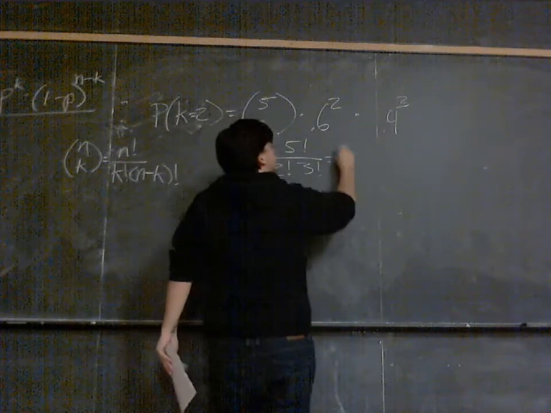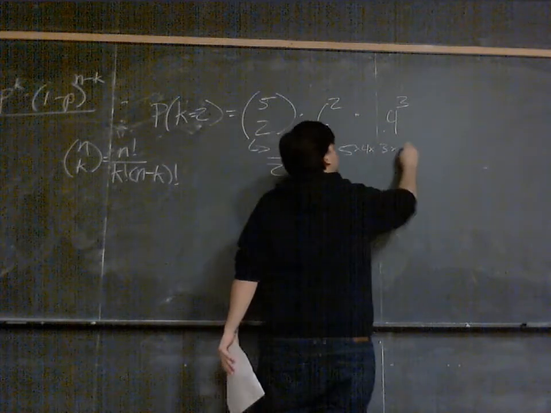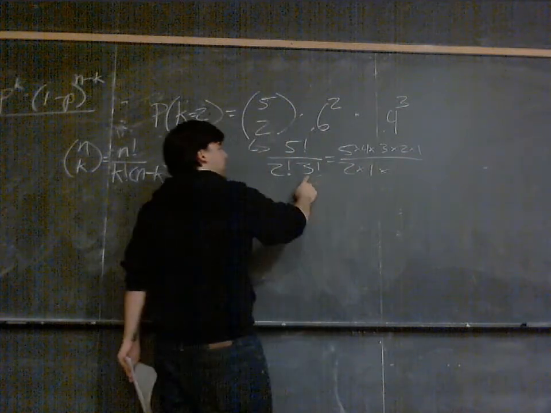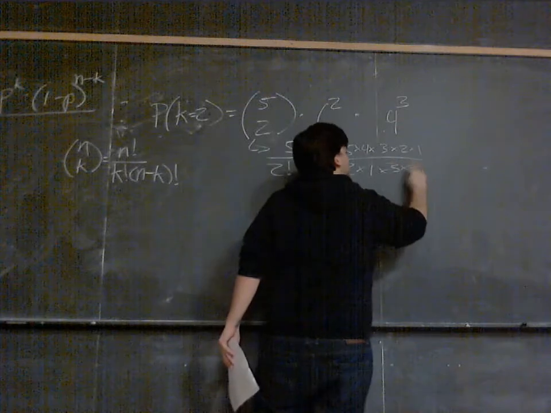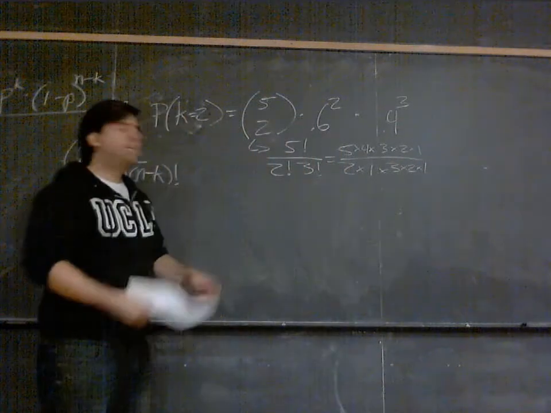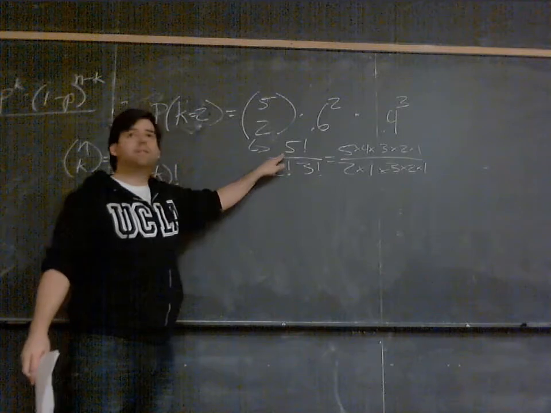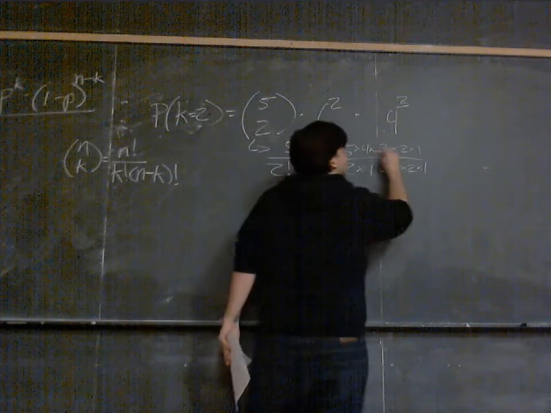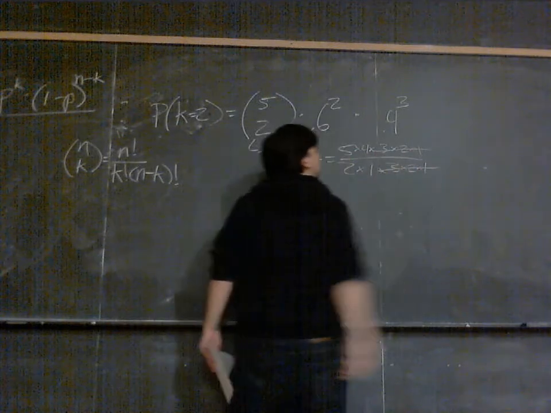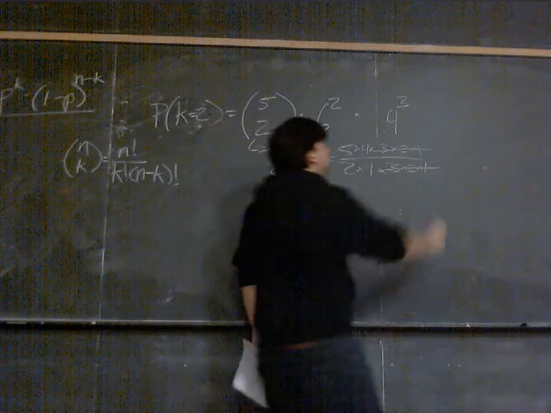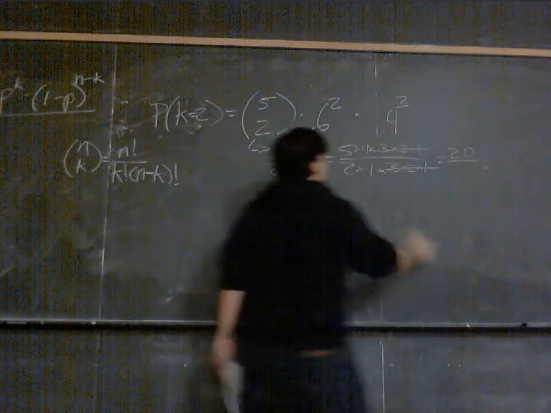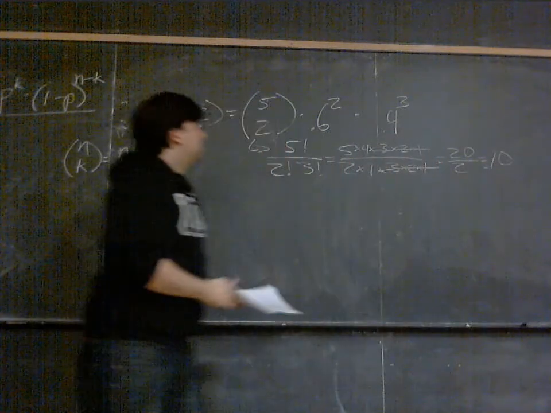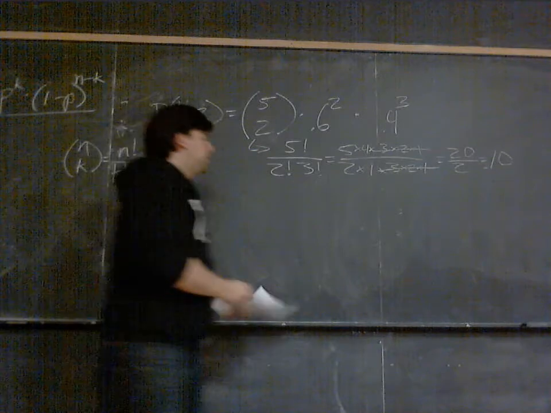So 5 factorial is 5 times 4 times 3 times 2 times 1. 2 factorial is 2 times 1. Times 3 factorial, the denominator is 3 times 2 times 1. You're always going to get a lot of cancellation because the two numbers in the bottom have to add up to the number on the top, so they're always going to be smaller than it. I get this 3 times 2 times 1 canceling with this 3 times 2 times 1. So I'm left with 5 times 4, that's 20. 2 times 1 is 2. 20 divided by 2 is 10. So now I know that 5 choose 2 just equals 10.